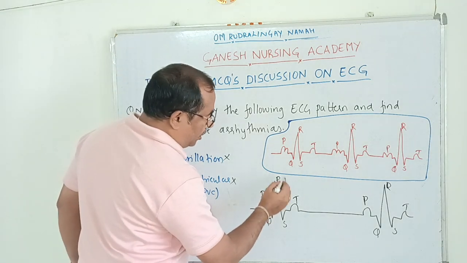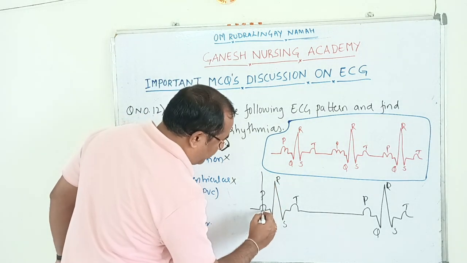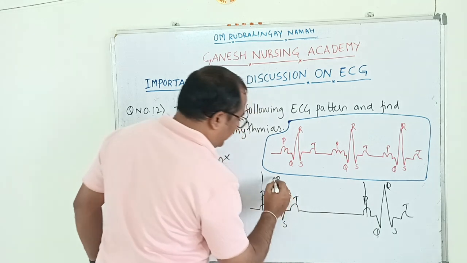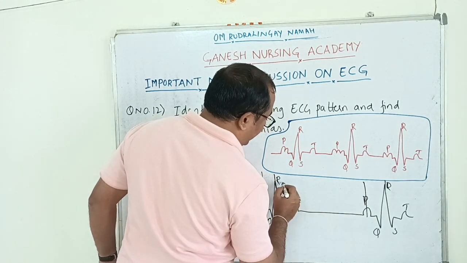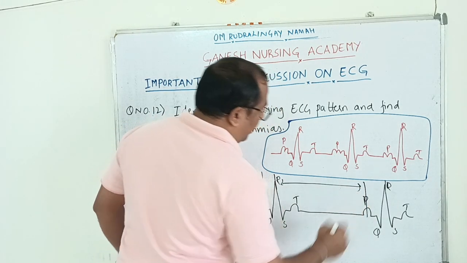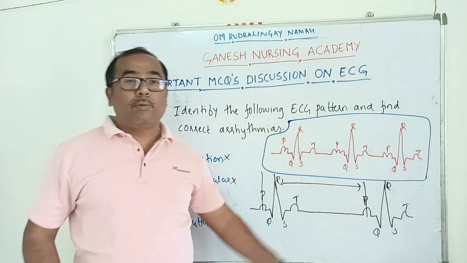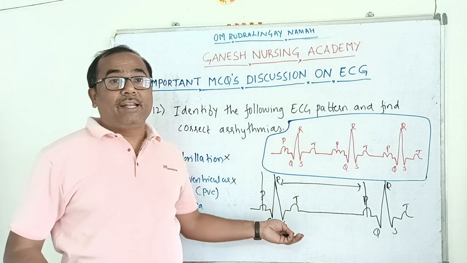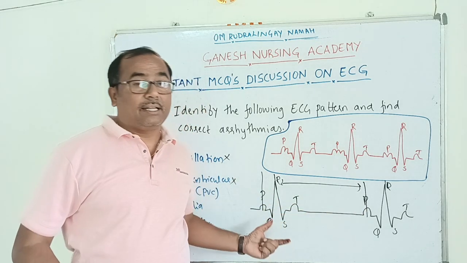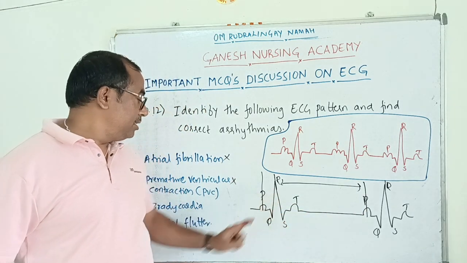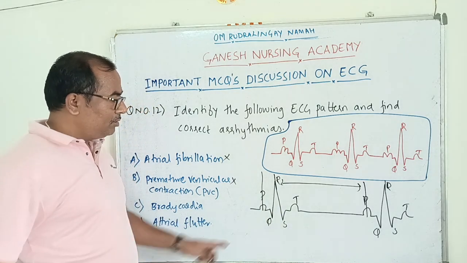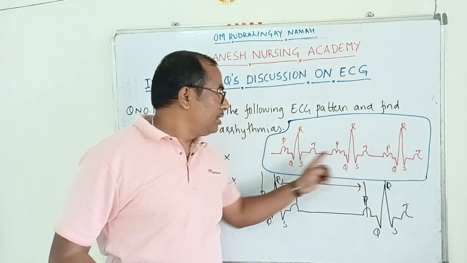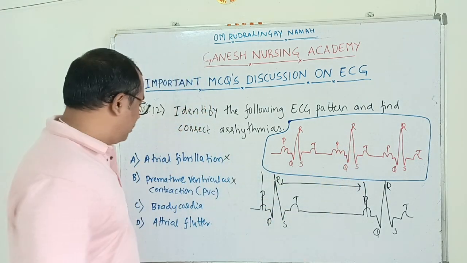But the distance between two P waves, and the distance between two R waves, is widened here. Okay, and you can see there is a larger number of small boxes. When you divide 1500 by the number of small boxes, it will be very less. So the heart rate will be very low. So this is known as bradycardia. Okay, so that kind of pattern we are not seeing here. So this is also a wrong option here.